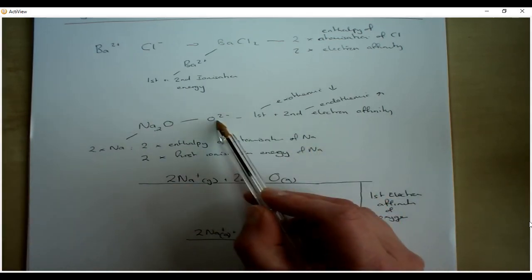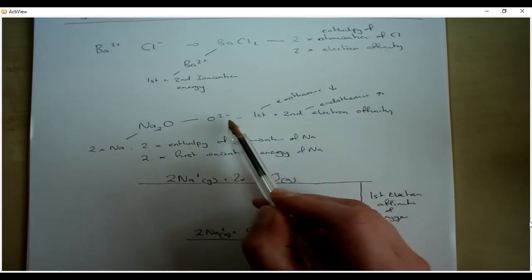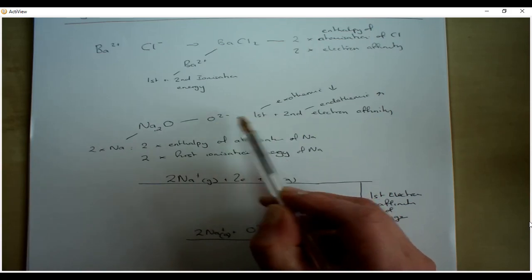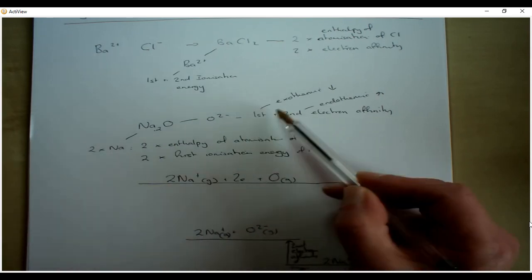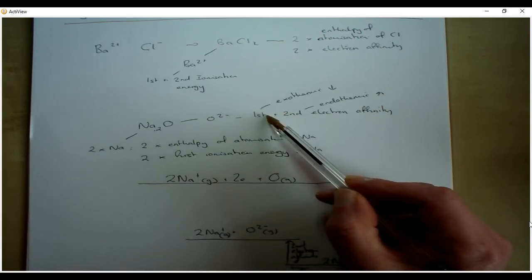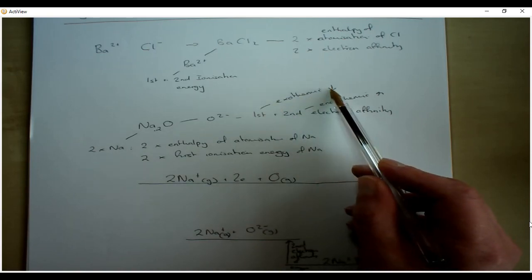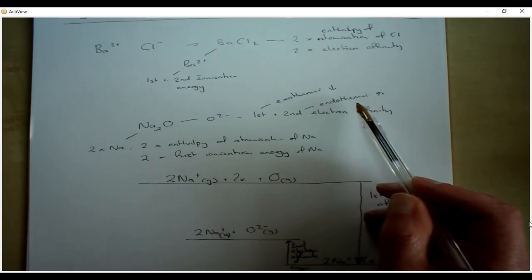And then for the oxygen, turning into the oxide ion, we need the first and the second electron affinity. You need to turn it into O- first, which is the first electron affinity, and then O2-, which is the second electron affinity. Now, from our previous lesson, we should recall that the first electron affinity is exothermic, so it's going to go down on our cycle, but the second electron affinity is going to be endothermic.